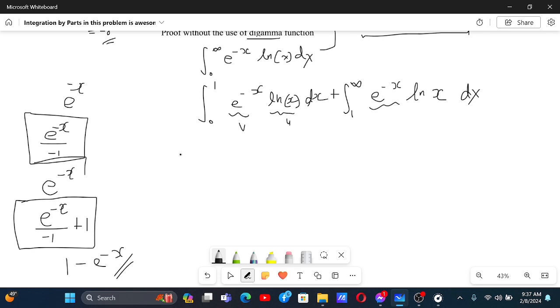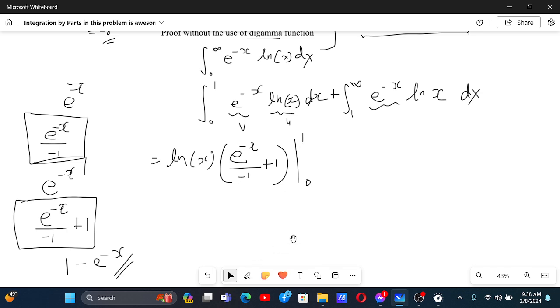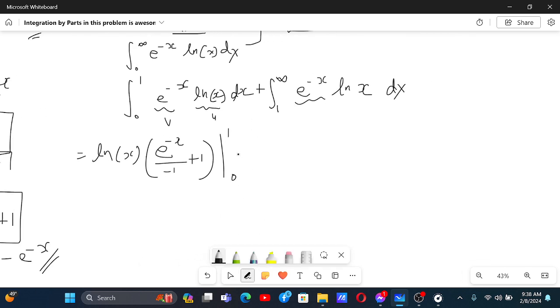Okay, now let's solve the integral. For the first one we will have ln of x times the integral of v, which is e to the power minus x by minus 1, plus 1, evaluated from 0 to 1. Then minus the integral from 0 to 1, where the derivative of ln x is 1 by x, and the integral is minus e to the power minus x plus 1, dx. Okay, now this is the first integral, this one.